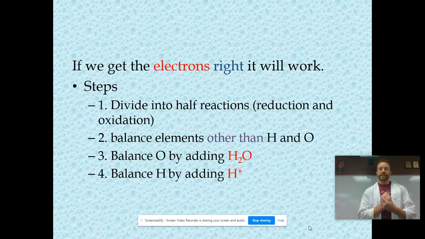So today we get to balance redox reactions. We recognize that it's redox because we've got electrons trading places. Since electrons are trading places, however many electrons our thing getting oxidized loses, our thing getting reduced has to gain.